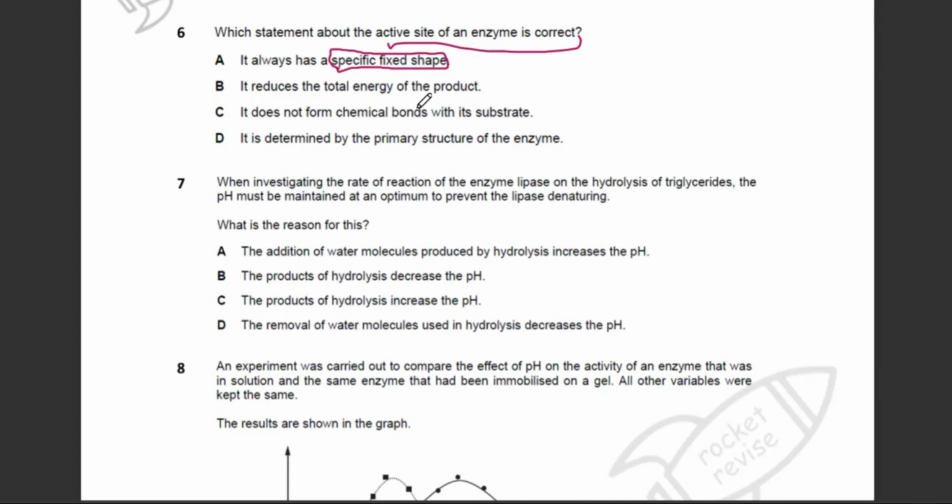So it reduces the total energy of the product. This is wrong. It does not form chemical bonds. ये भी wrong है. It is determined by the primary structure of an enzyme. The shape before the proteins are made, their things are determined by the primary structure, by primary level organization, right? So this is D.